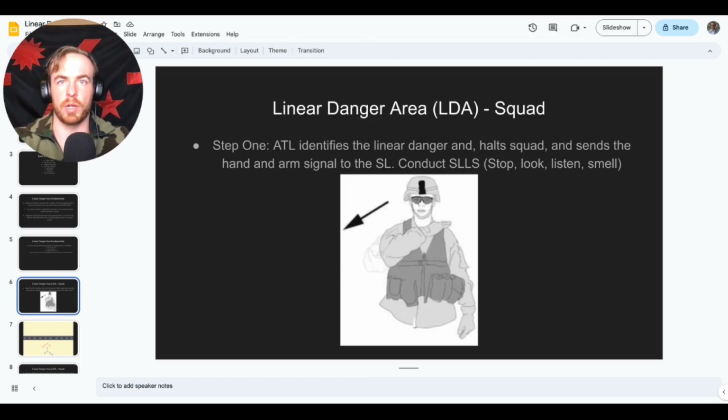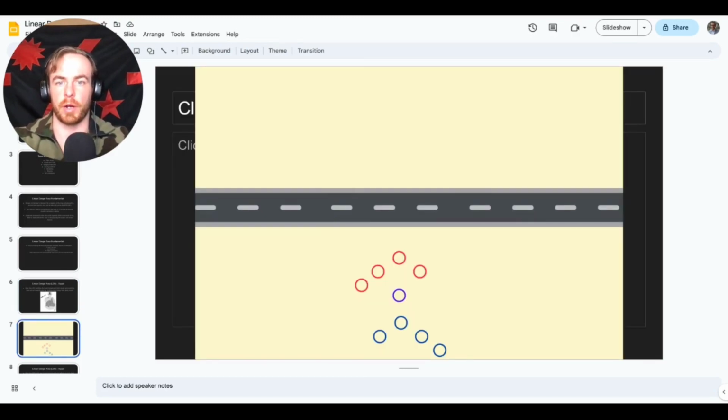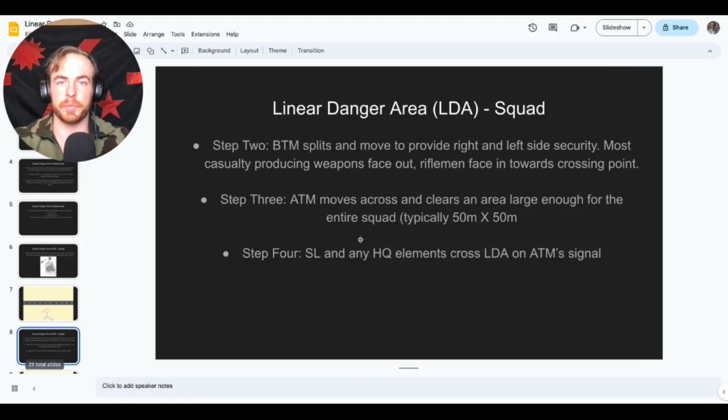Assuming there's nothing wrong, assuming that everything seems normal, you'll move on. So we've got our graphics for today. We have our squad column fire team wedge, and we are stopped at a road. So next step is the Bravo team is going to move forward, and they're going to provide right and left side security.